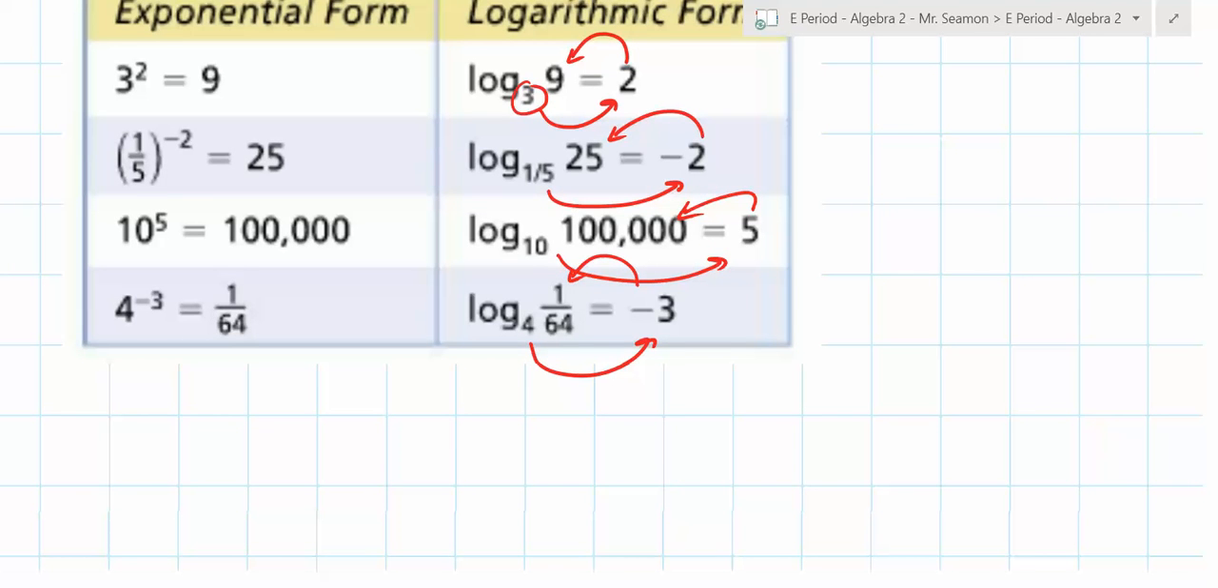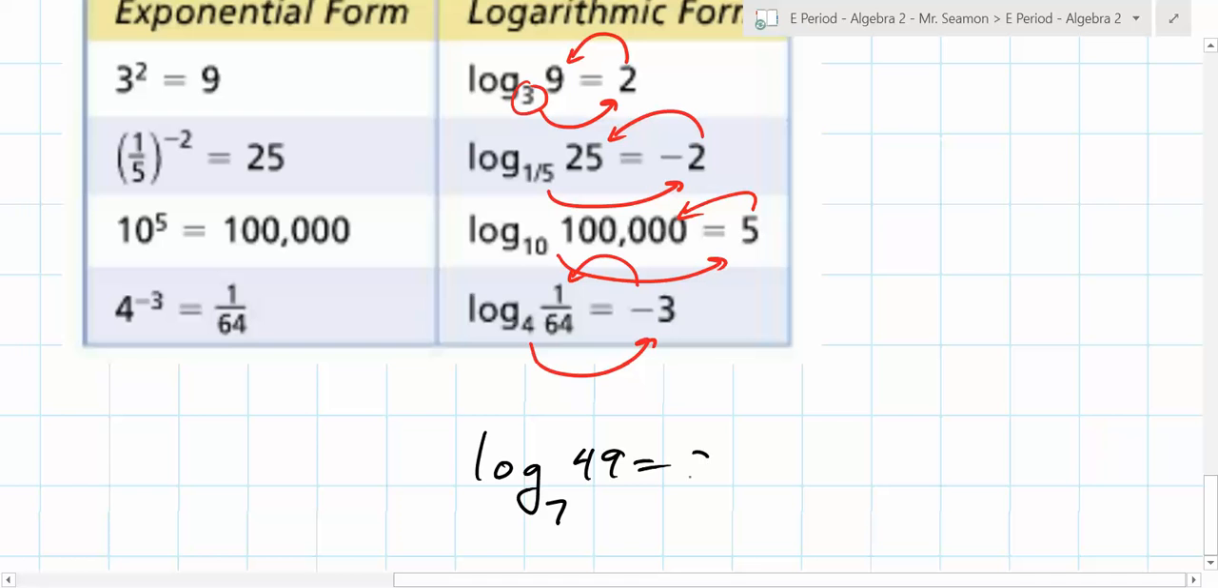Then if you go backwards, it's the exact opposite. So for example, let's say I gave you log base 7 of 49 is equal to 2. If I wanted to go to exponential form, can someone raise their hand and tell me what it would be, Connor? 7 to the second equals 49.